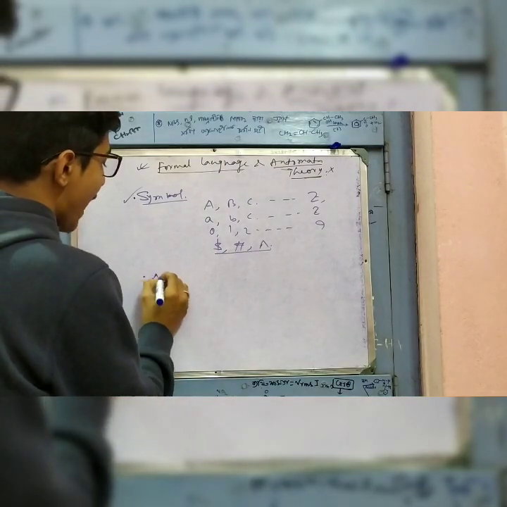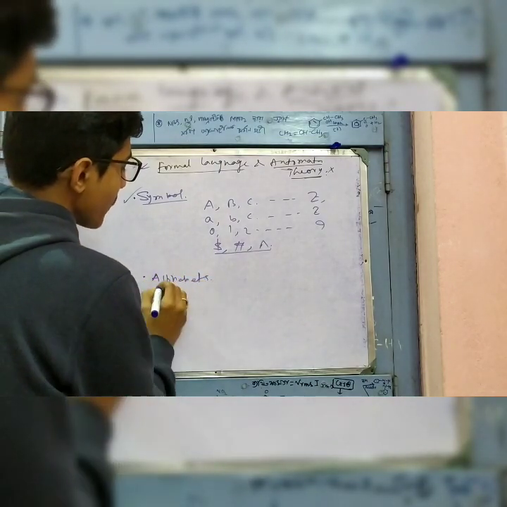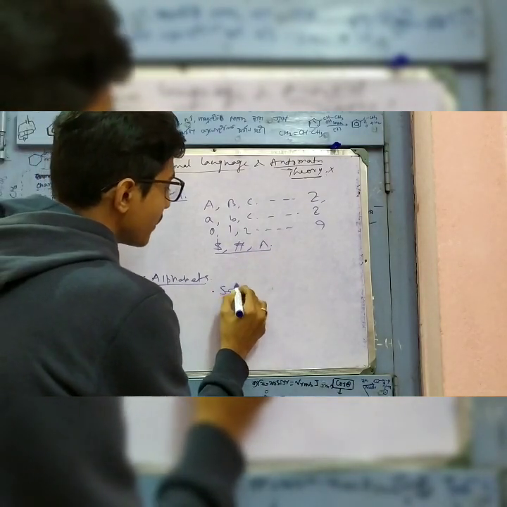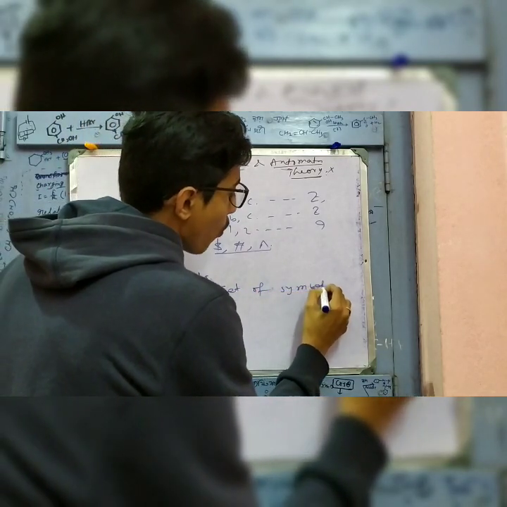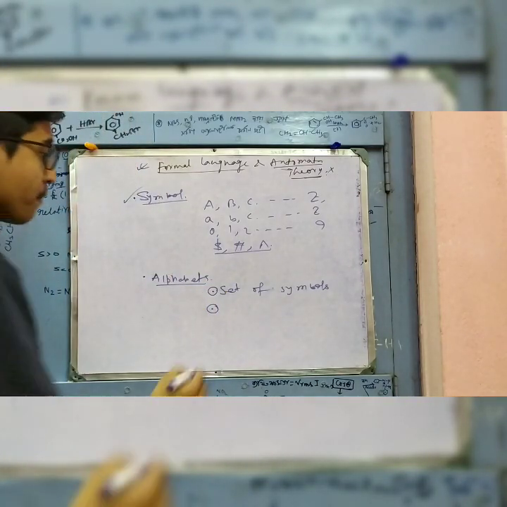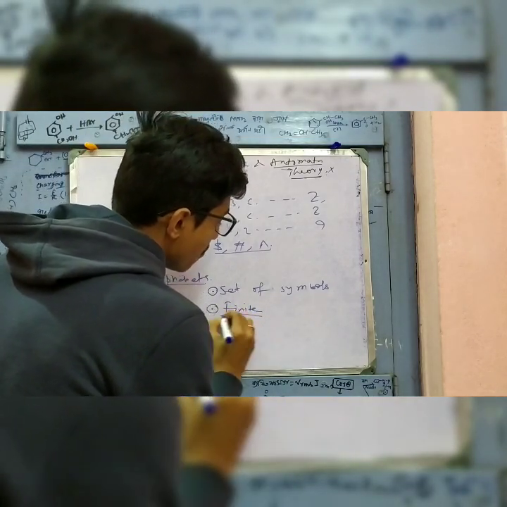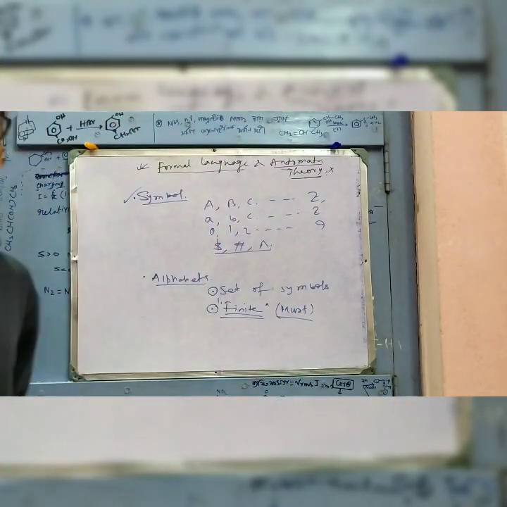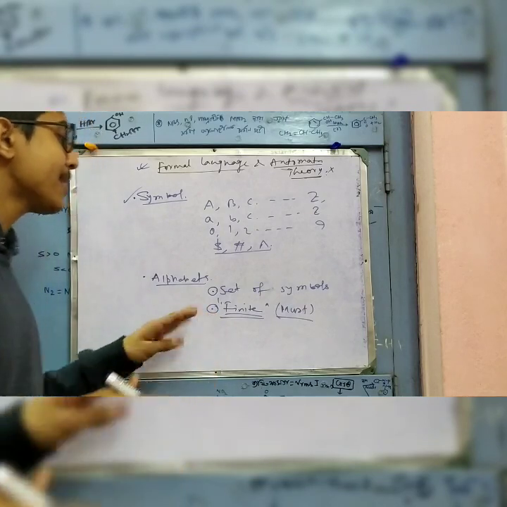After that we are coming to alphabets. So what is an alphabet? From the symbols we have to make alphabets. Alphabet is nothing but a set of symbols. Now the most important criterion of an alphabet is that it must be finite. So what is the pure definition of an alphabet? It is a finite set of symbols.